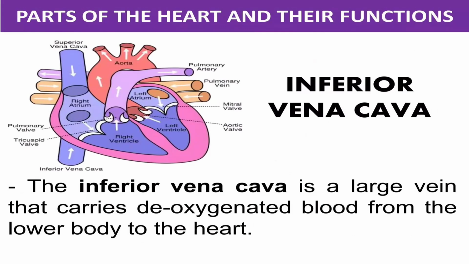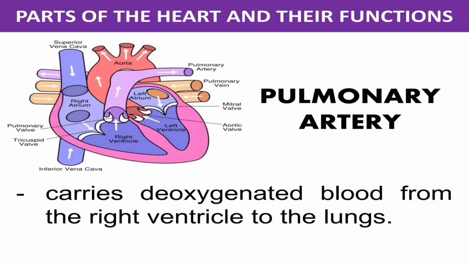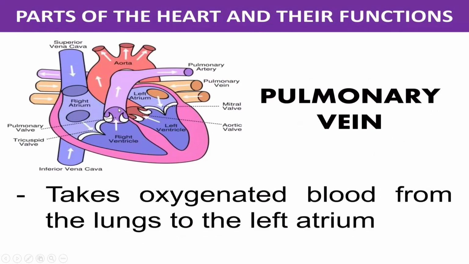Inferior vena cava. The inferior vena cava is a large vein that carries deoxygenated blood from the lower body to the heart. Next is the pulmonary artery, which carries deoxygenated blood from the right ventricle to the lungs. Next is the pulmonary vein. The pulmonary vein takes oxygenated blood from the lungs to the left atrium. You can easily see it here.